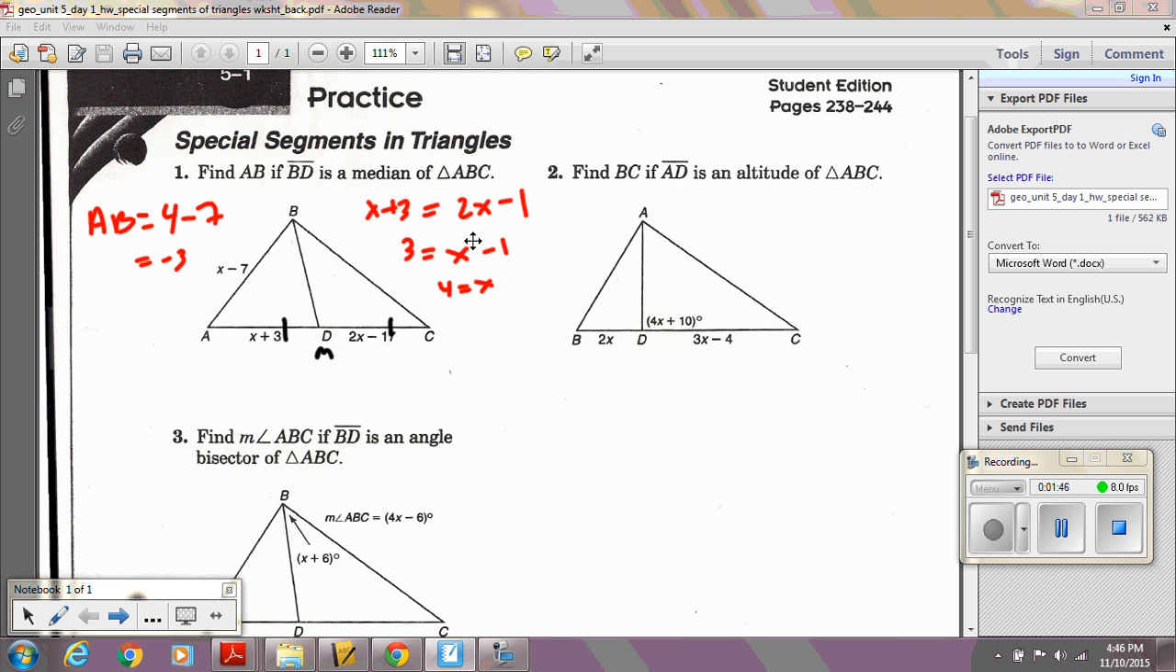Let's check my math. X plus 3 is congruent to 2x minus 1. I subtracted x, so that's 3 equals x minus 1. And then I added 1, so x was 4. I mean, it doesn't sound right, but it has to be right. You should not have a side length that's negative, but in this case we do.